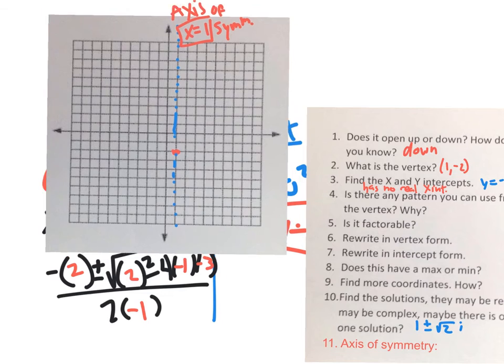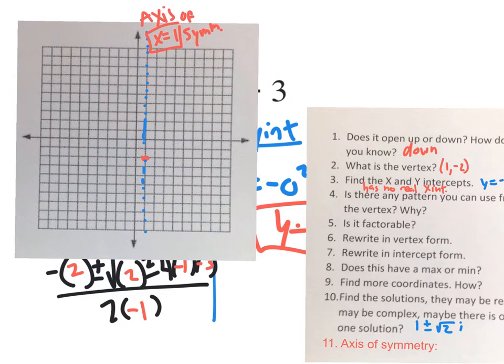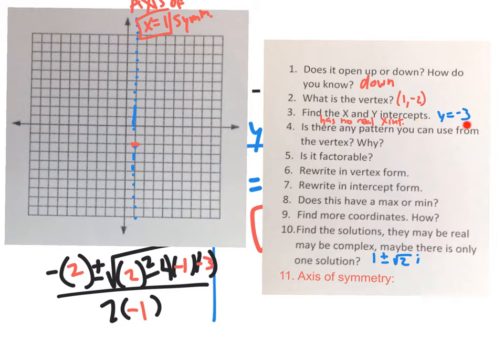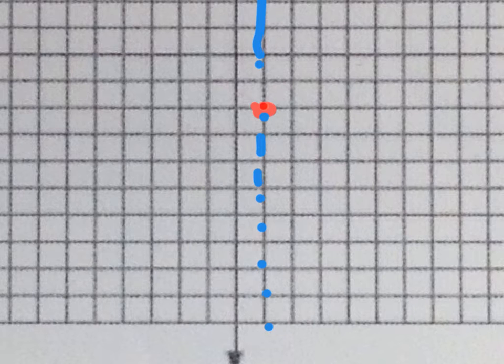What else do we know? We know that it's opening down. And number 4, it says, is there any pattern that you can use from the vertex, and why? So is there a pattern that we could use from the vertex instead of using an XY table? Yes. What's the pattern? 1, 1, 2, 4, 3, 9, right? So if you know that it's opening down, and you know the vertex, you could actually go from the vertex 1 over, 1 down. And then from the vertex again, you could go 2 over, 4 down. And of course, you could go 3 over, 9 down. 1, 2, 3, 4, 5, 6, 7, 8, 9. I'm off the graph, right?